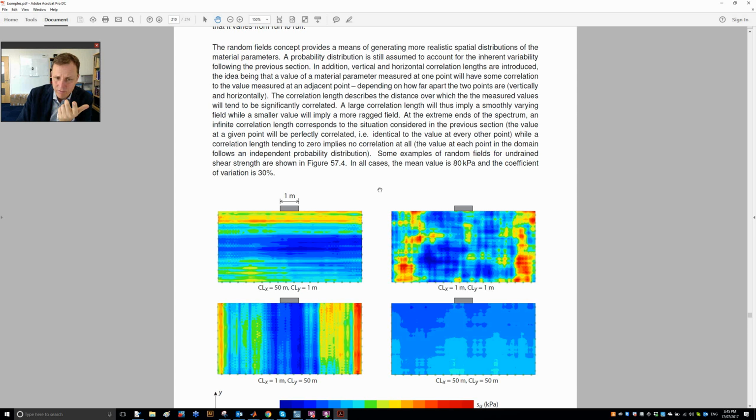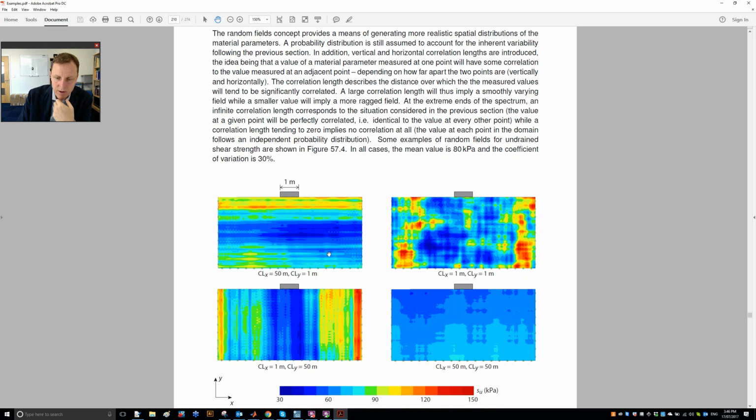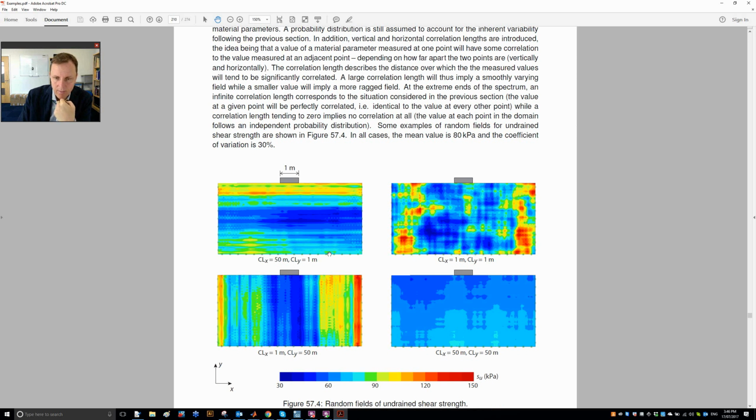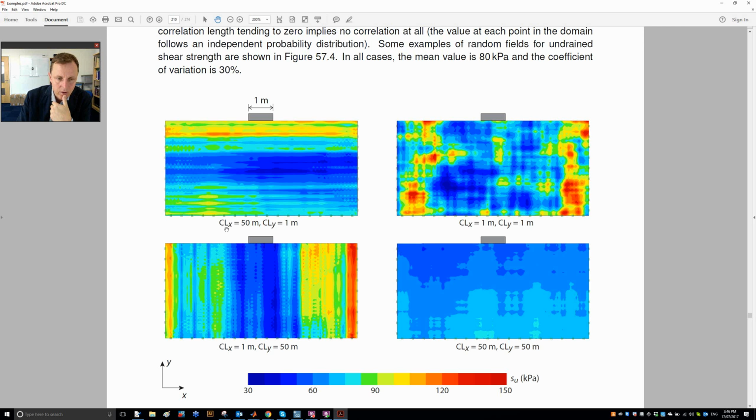And what we've done in OptumCE is actually operate with two correlation lengths. We call them CLX and CLY. So a correlation length in the x direction horizontally and a correlation length in the vertical direction, in the y direction. And a typical field of a parameter, again an undrained shear strength, generated with this random field concept is shown here. This top one here has a horizontal correlation length of 50 meters and a vertical correlation length of 1 meter. So things are fairly well correlated as you go horizontally and much less correlated when you go vertically. So many more fluctuations when you go vertically.